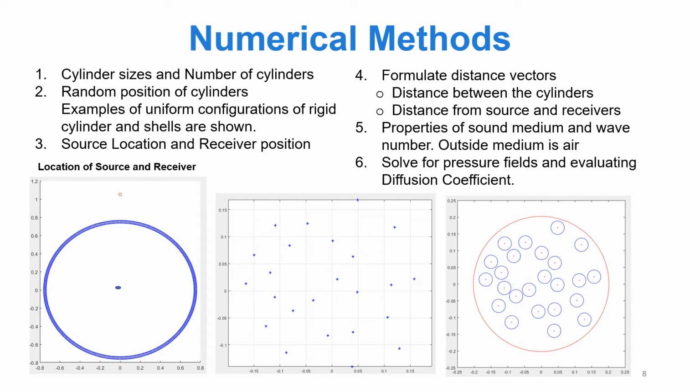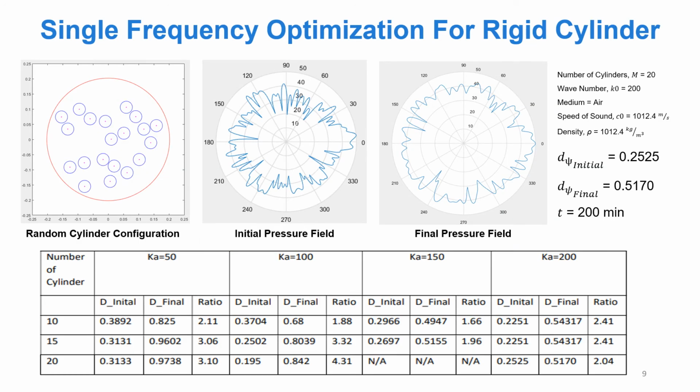Then the script calls out the algorithm. In addition to that, maximum function evaluation, maximum iteration, and step size are provided. Then fmincon computes the script and gives us the optimized diffusion coefficient. Using this, we compute for different numbers of cylinders and different wave numbers.